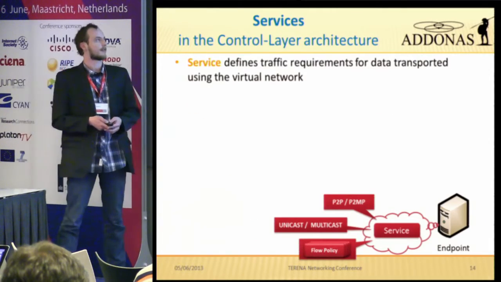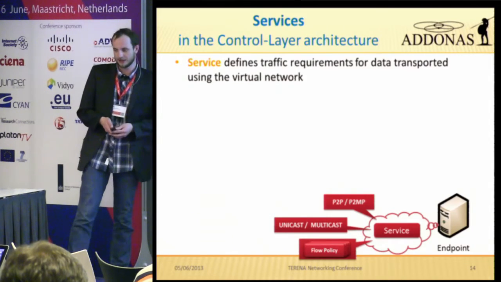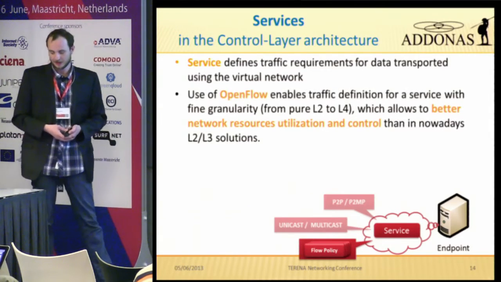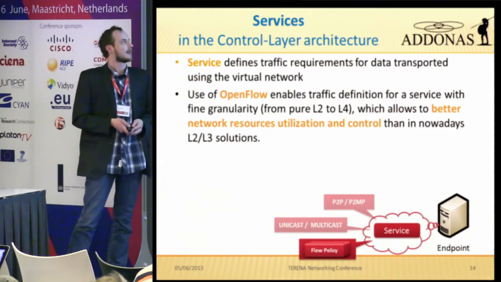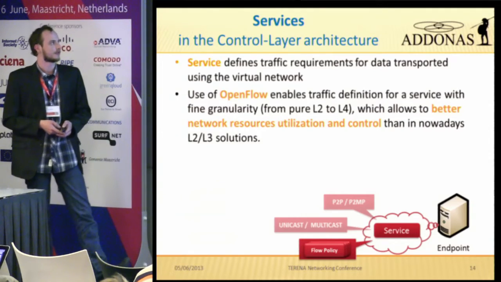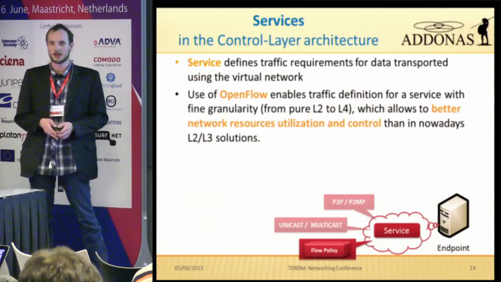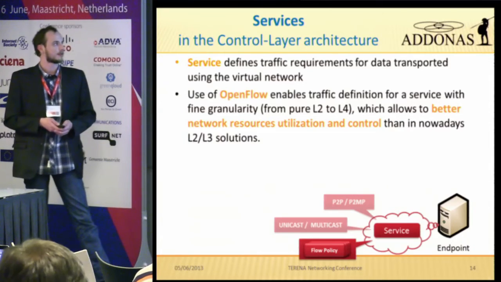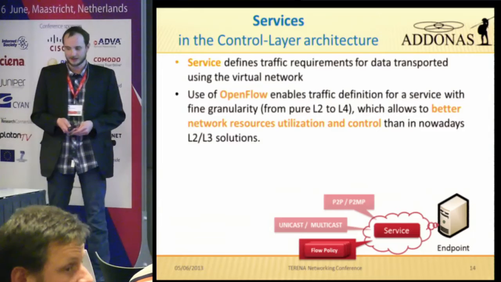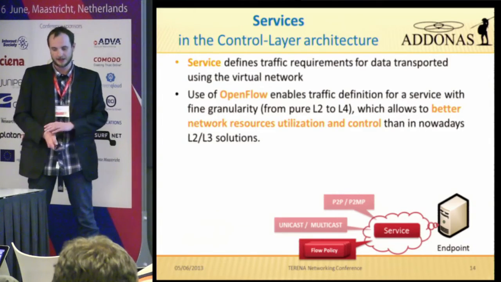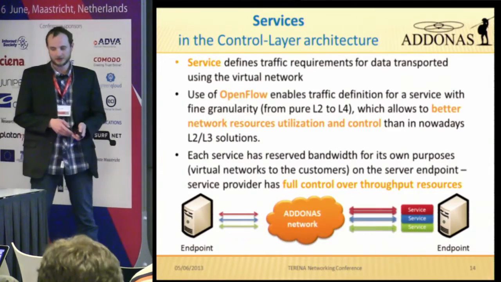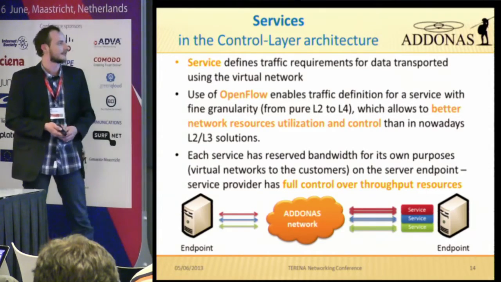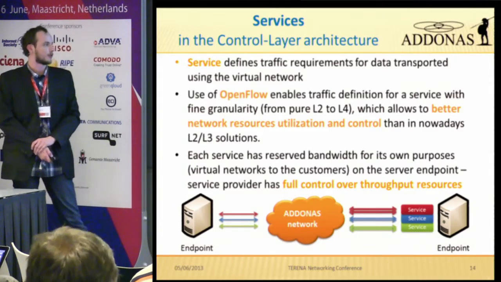Services basically define traffic requirements for data transported using these virtual networks. Each service consists of three elements, which I will describe later. The use of OpenFlow enables traffic definition for services with very fine granularity, from pure layer 2 connections to layer 4 TCP/UDP ports. That allows us better network resource utilization and control than today's layer 2 and layer 3 solutions. Each service has reserved bandwidth for its own purposes, a virtual network for the customers, and the customer has full control over throughput resources.